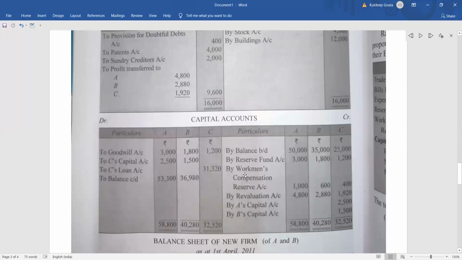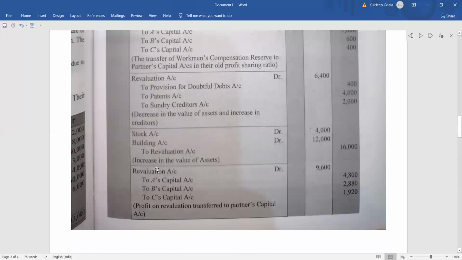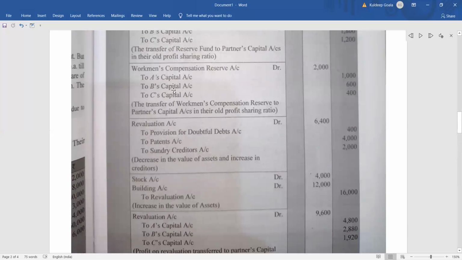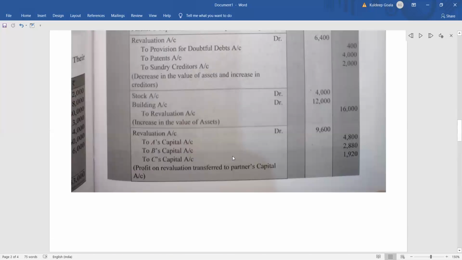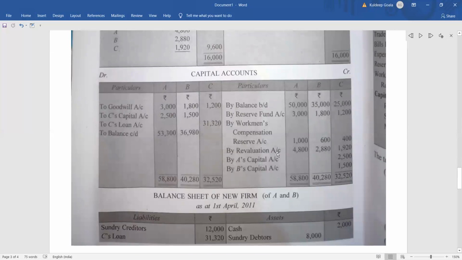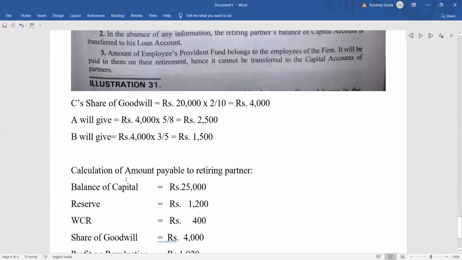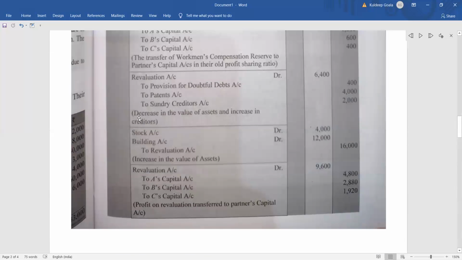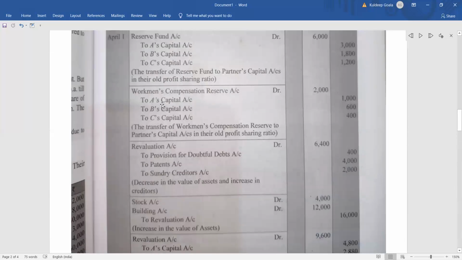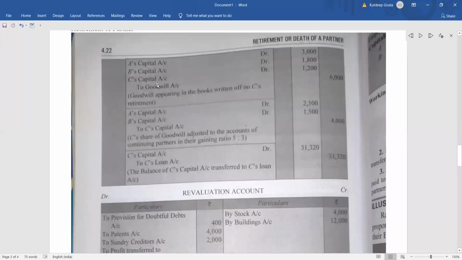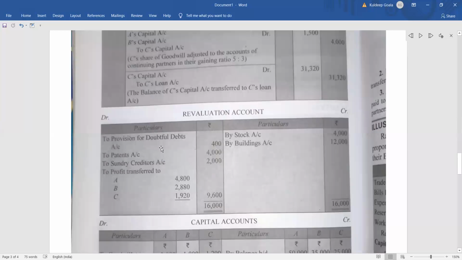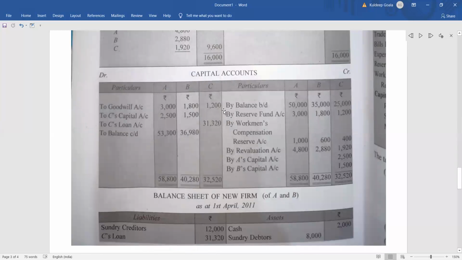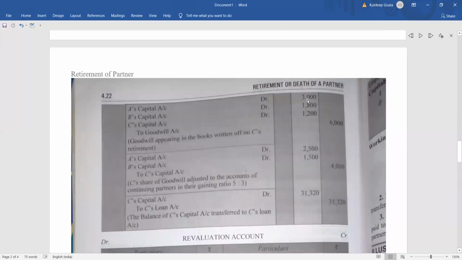Then we have transferred the workman compensation reserve. We have already done it, in the journal entry it is there. So workman compensation reserve will come on the credit side as 1,600 and 400. You can see here, by workman compensation reserve, 1,600 and 400. Then moving on, what is the next transaction? Third step, we wrote off the goodwill. So goodwill will come on the capital debit side, to goodwill 3,000, 1,800 and 1,200. This is the goodwill written off entry.